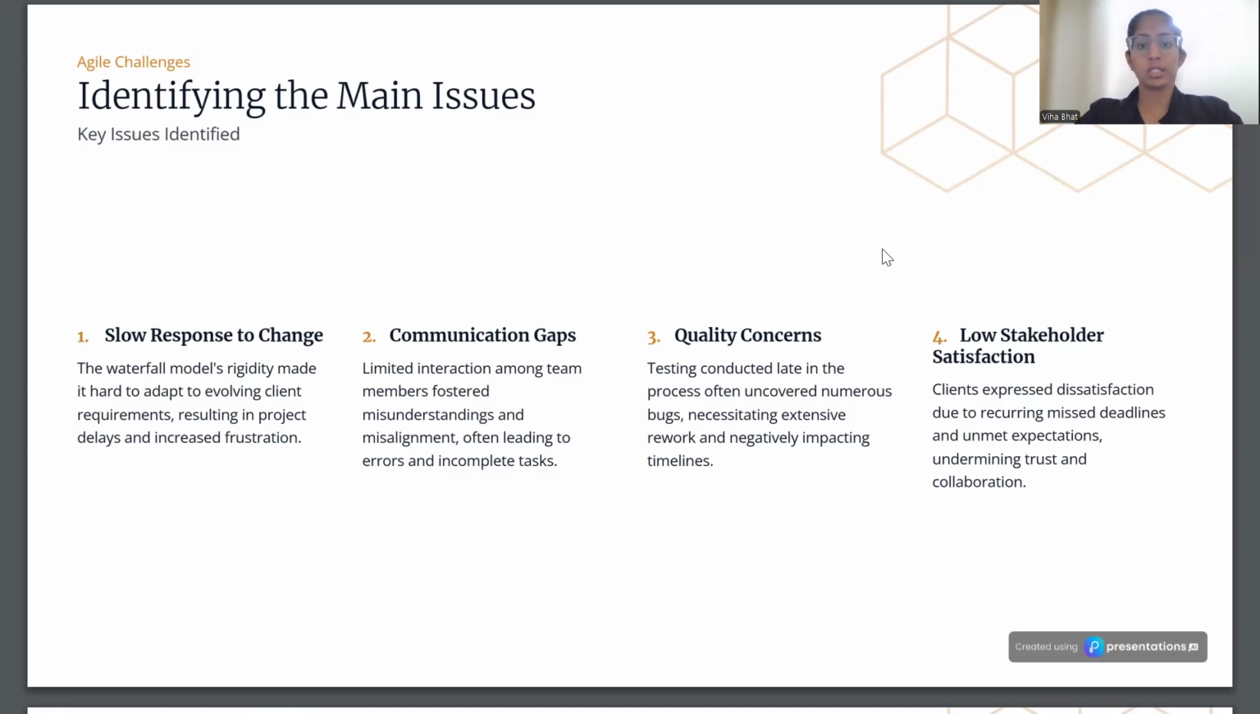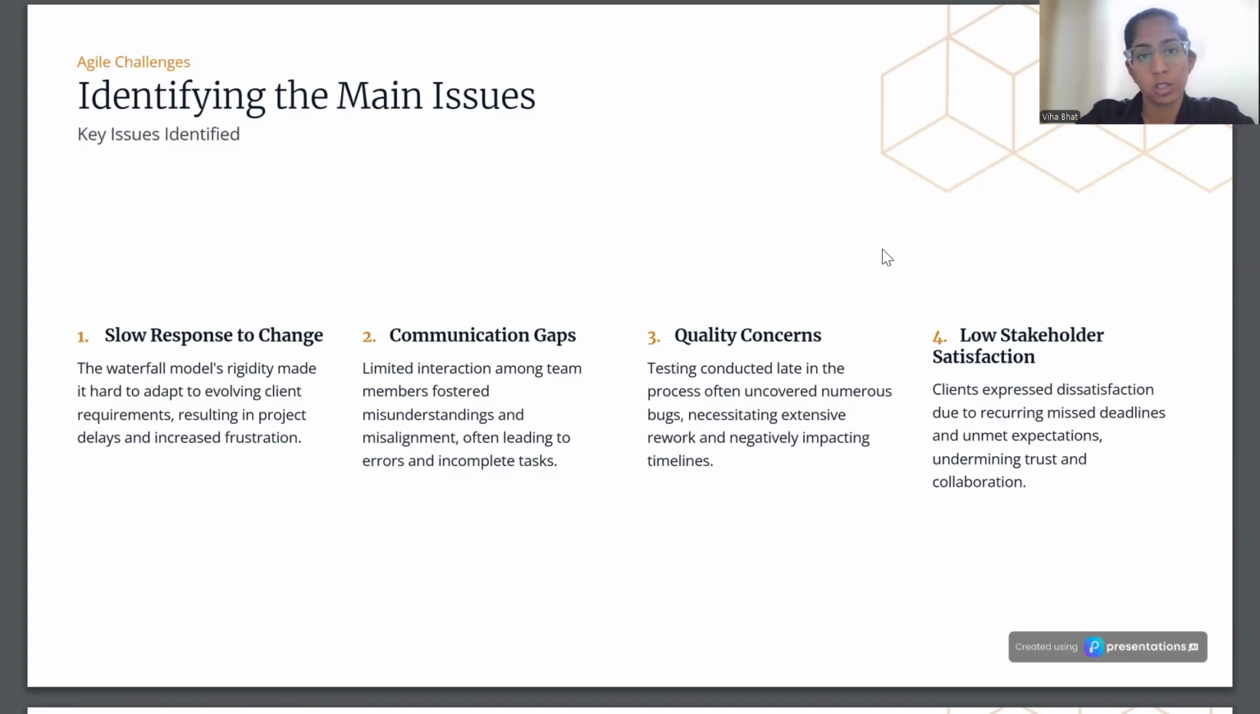Next, we see quality concerns. Because testing was conducted so late in the process, a few errors that might have accumulated from the start would get too hard to resolve, too complicated, and maybe even too costly to resolve.